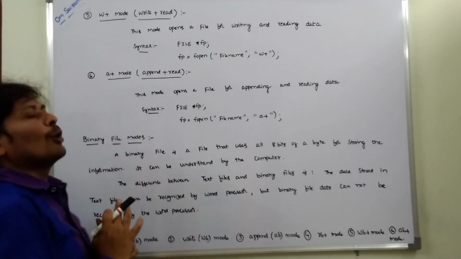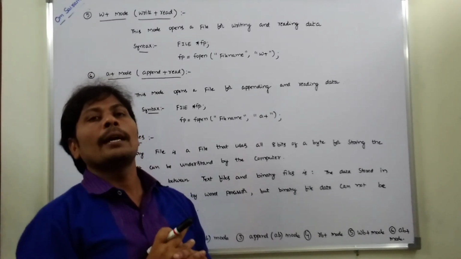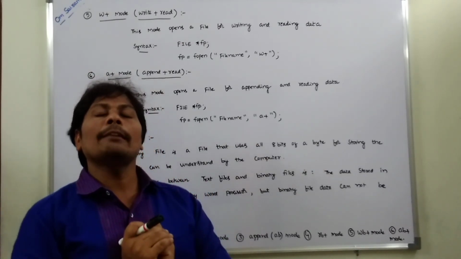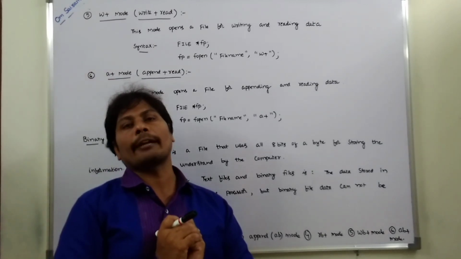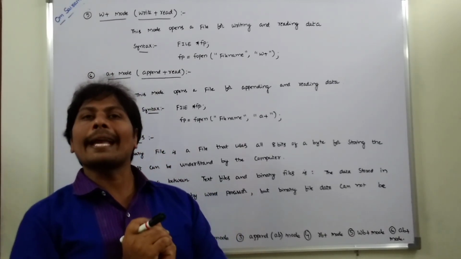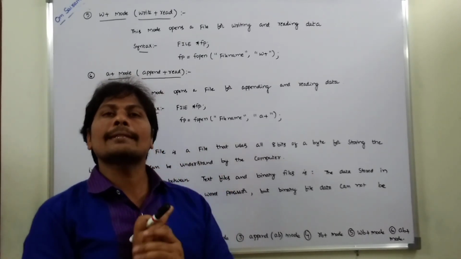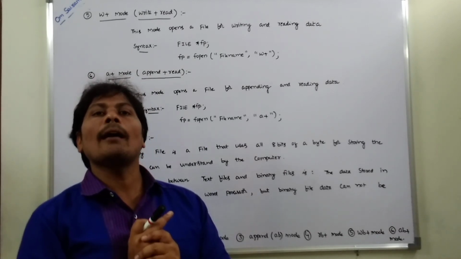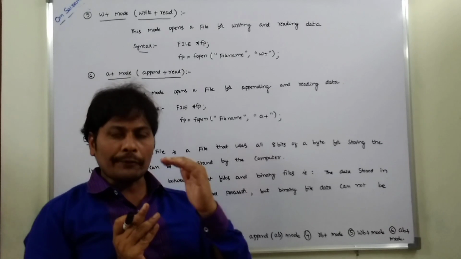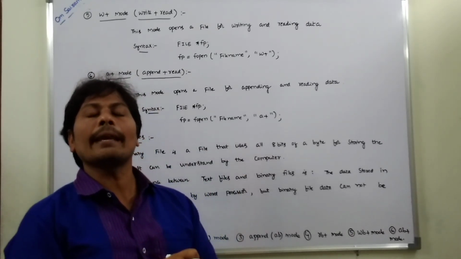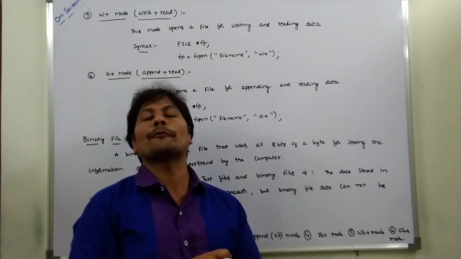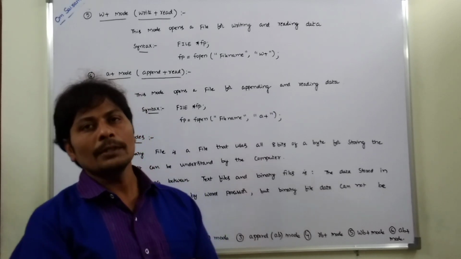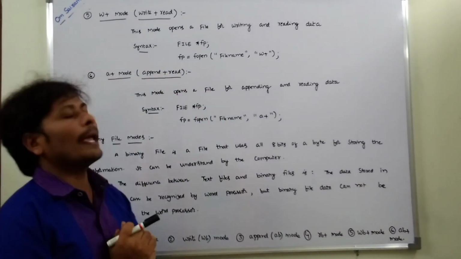Next, A plus mode. A plus mode is nothing but append plus read mode. Okay. This mode opens a file for performing both append and read operation on the existing file. If the file already exists, then we have to append some data to the existing file. After appending is completed, again we have to perform the read operation from the beginning of the file. For that purpose, we are using A plus mode.